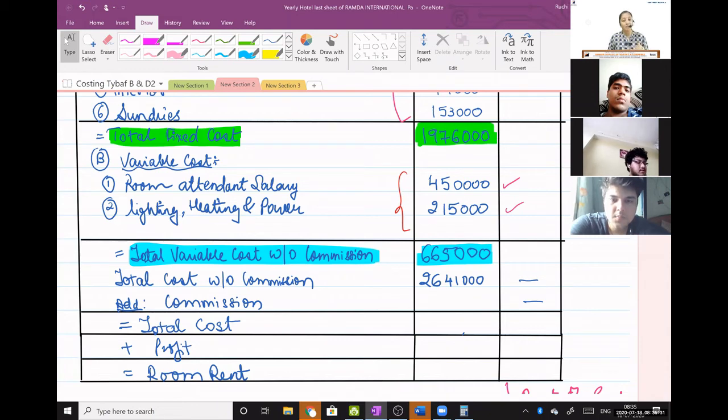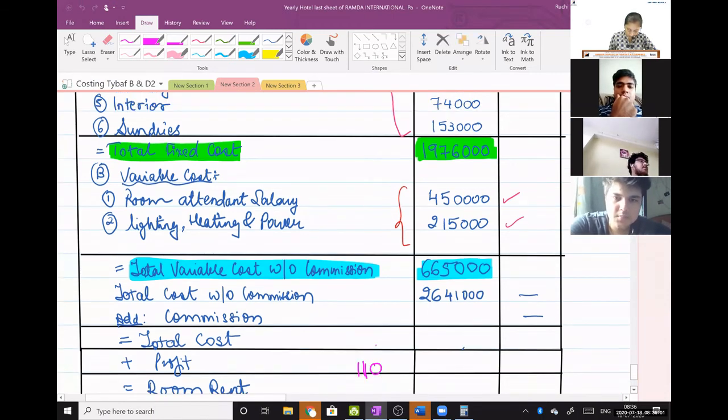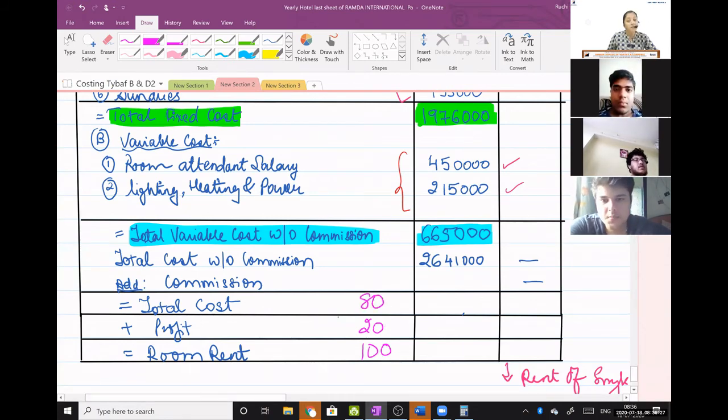Now we know commission is how much? 5% on room rent revenue. Profit is how much? 20% on room rent revenue. So what is the base? Revenue is the base, so anything which is the base is 100. This is 100. Profit is 20. I'm going reverse, so I will subtract. So this is 80. Commission is 5. Go reverse, 80 minus 5, 75.